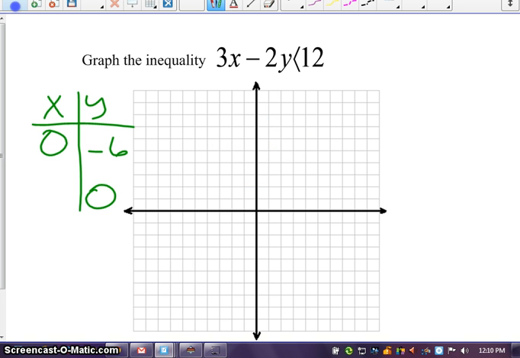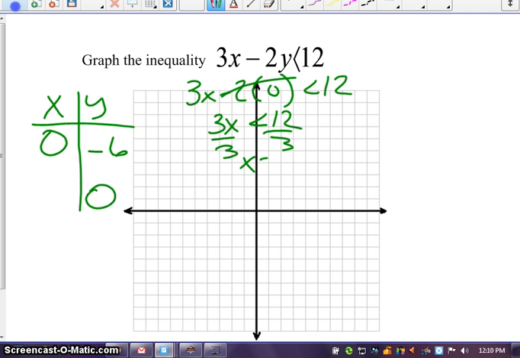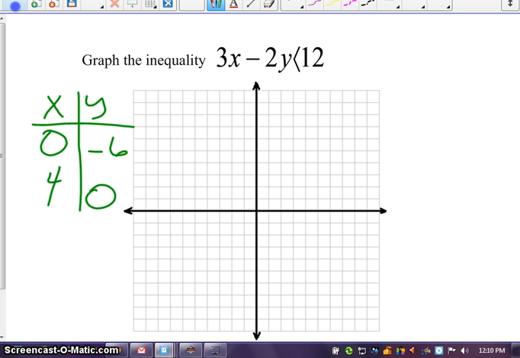Now we do it for when y is 0, so we have 3x minus 2 times 0 is less than 12. This goes away, so we have 3x is less than 12. So x is less than 4. So we write 4 here. So those are our 2 points that we're going to graph. So 0, negative 6 is 1, 2, 3, 4, 5, 6 on the y-axis. And then 4, 0 is 4 over on x.